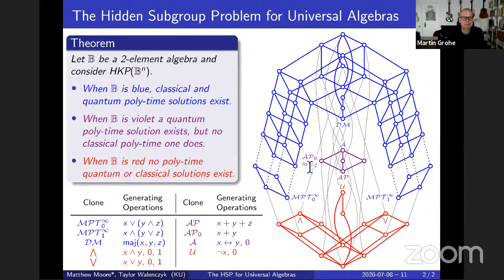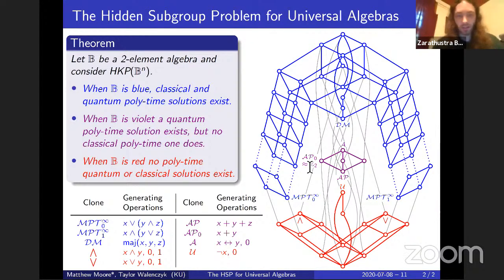Thanks. So there is another question. Yeah, so I'm wondering if it looks reasonable to guess congruence distributive versus congruence modular versus dichotomy.